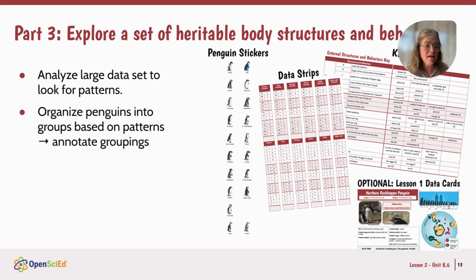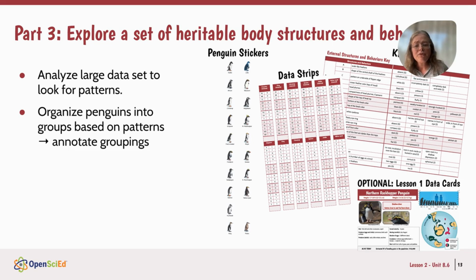In part 3, this is when students are going to start working in pairs to really start analyzing this data. Each group will receive a set of data strips and a key to help them decode what these data strips are telling them, and then they'll look for patterns in the data. Students will organize the penguins into groups based on these patterns, and then annotate their groupings.